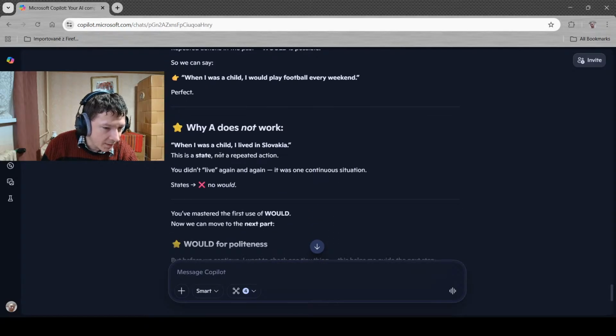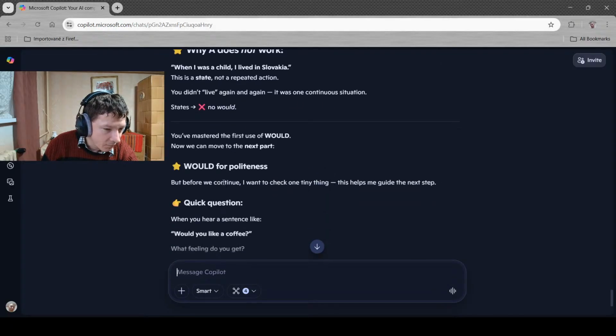Why A does not work. When I was a child, I lived in Slovakia. This is a state, not a repeated action. You didn't live again and again. It was one continuous situation. States, no would. You've mastered the first use of would. Now we can move to the next part, would for politeness.